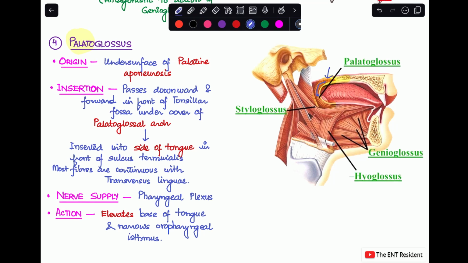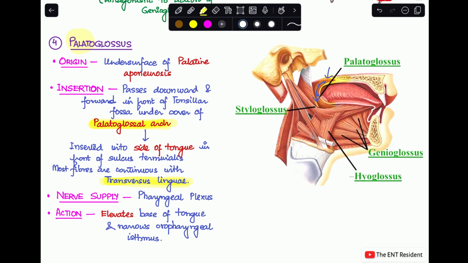So the palatoglossus muscle passes downwards and forwards as you see in the image, and it goes under the cover of the palatoglossal arch, which is the anterior boundary of the tonsillar fossa, and it gets inserted into the side of the tongue in front of the sulcus terminalis. And most of the fibers are continuous with the transversus linguae muscle.